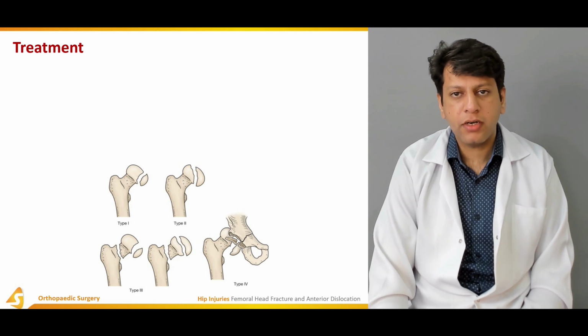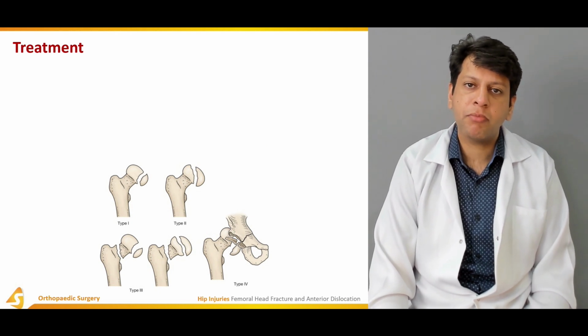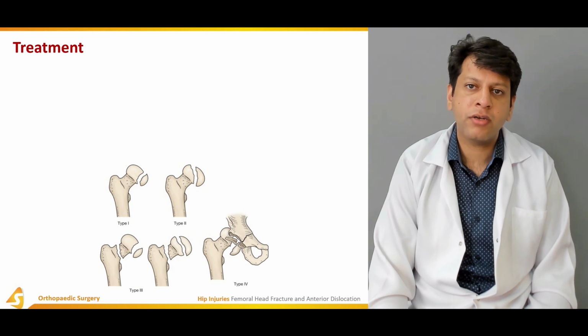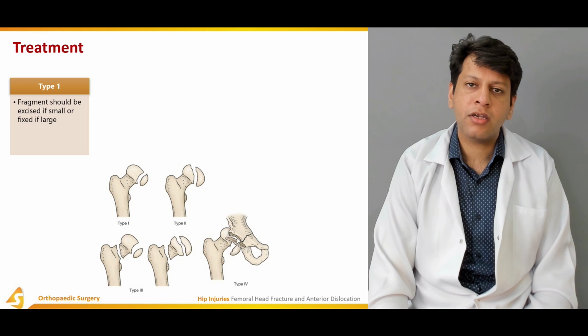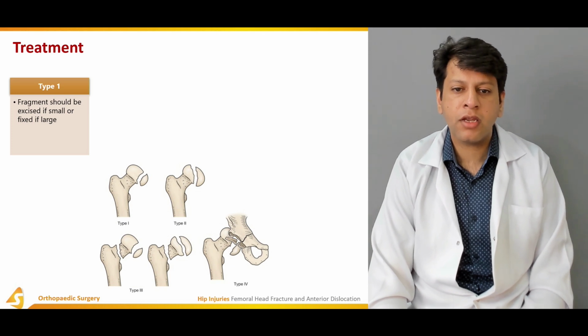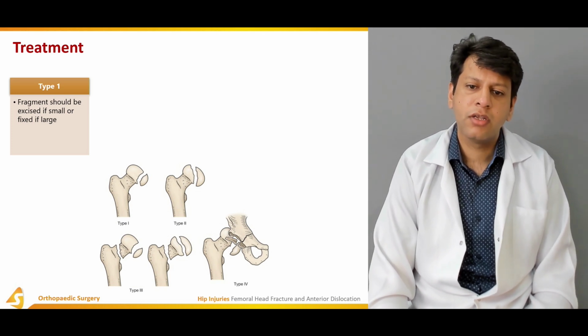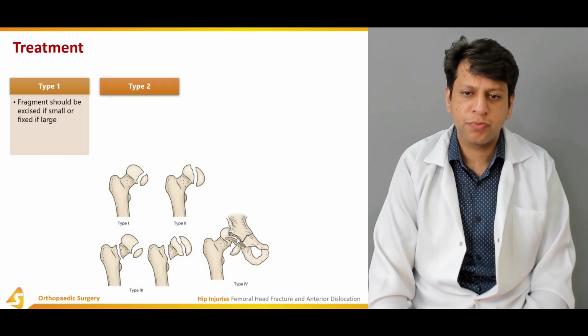Now coming to the treatment. Treatment depends upon the type of injury it is, whether it's type 1, 2, 3 or 4. In type 1, the fragment is small, and as it is in the non-weight bearing area, it can be excised. But if it is large, it can be simply fixed with a screw.